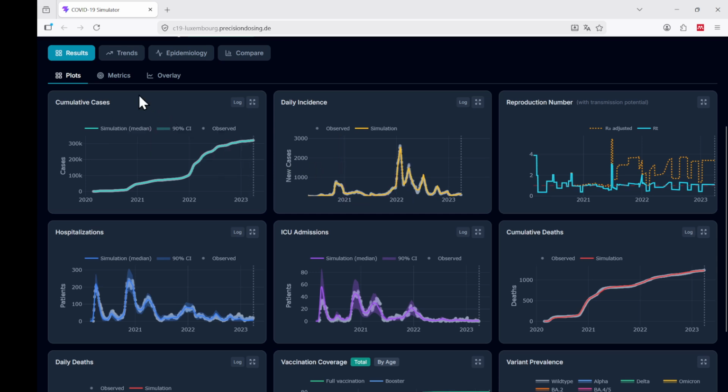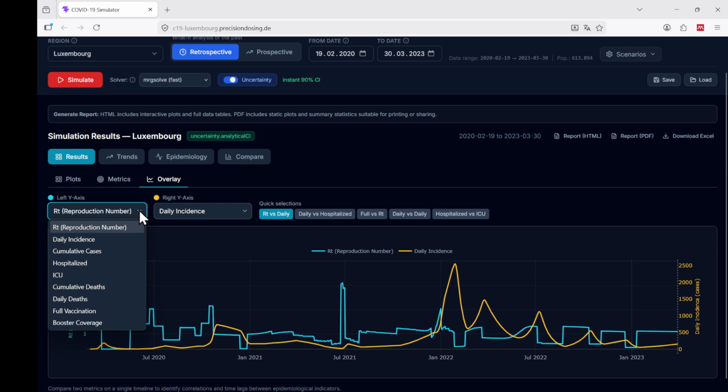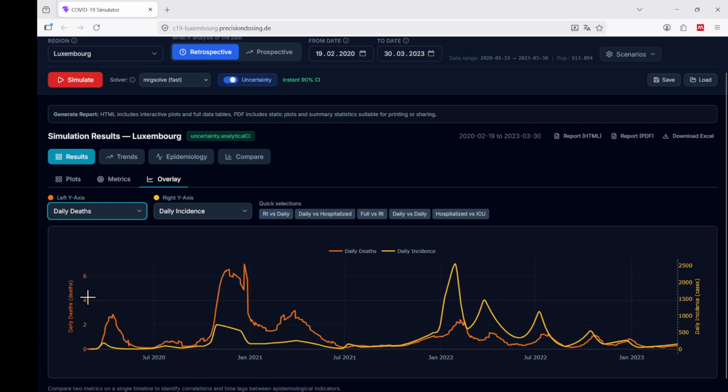In the subsection metrics, various summary metrics can be found, such as the highest incidence simulated during the simulation period or the total number of new cases. In the subsection overlay, you can compare two metrics on a single timeline to identify correlation and time lags between epidemiological indicators.